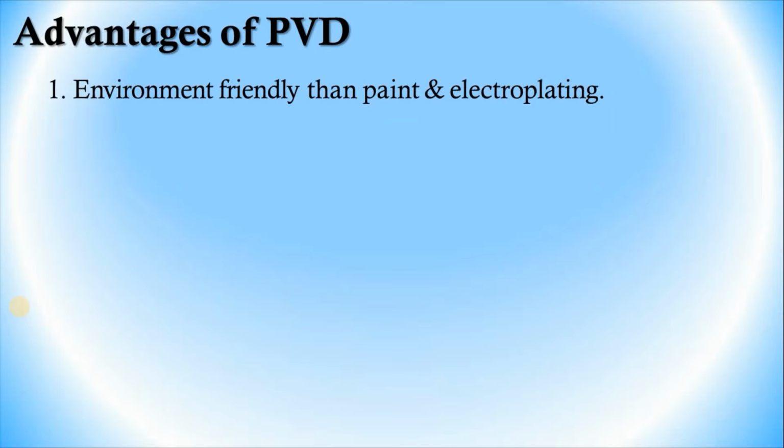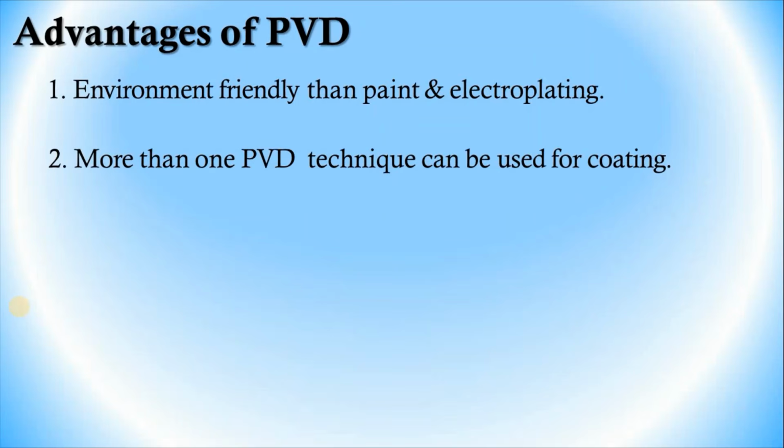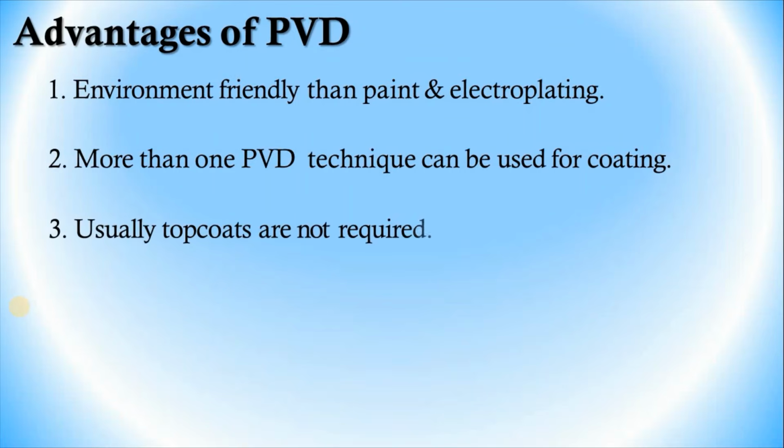It is environmentally friendly compared to paint and electroplating processes. Whatever the other depositing processes are, paint and electroplating are hazardous, but this process is environmentally friendly. More than one PVD technique can be used for coating, which is a great advantage. Usually top coats are not required. Good strength and durability can be obtained by using this PVD coating.